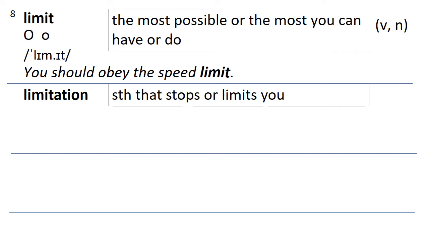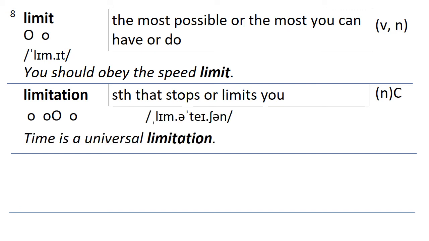Next we have limitation. Something that stops or limits you. So it's the same meaning as limit, but this one's a countable noun. How many syllables are in limitation? 4 stresses on the third. Limitation. Time is a universal limitation.